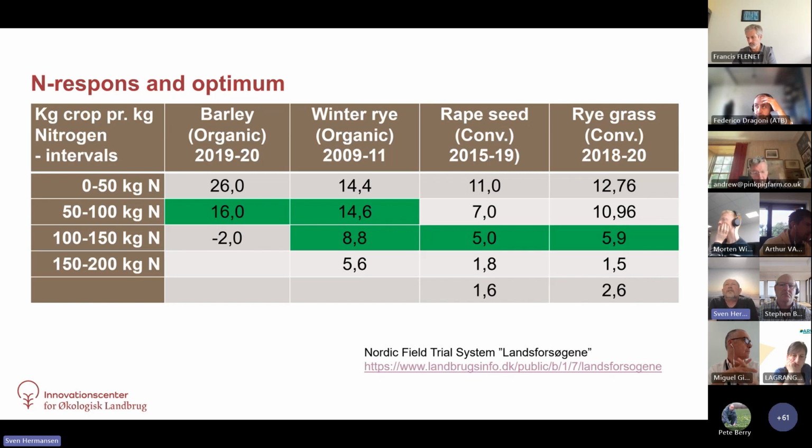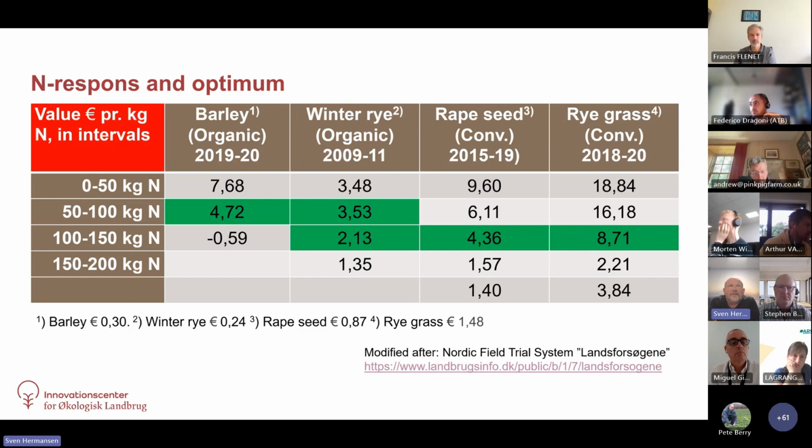But this is only the agronomical optimum. You want to look at the financial optimum, because organic farmers try to make a living like any other farmers. And this, of course, is a snapshot of a situation. I have translated it into euros. We have our own currency still, but it's based on the crop prices at a certain year. So when you make your decision on how to distribute the nitrogen you have available, you have to look at what is the price of the crop.